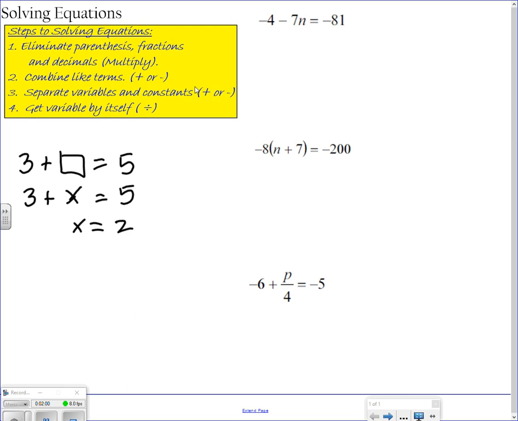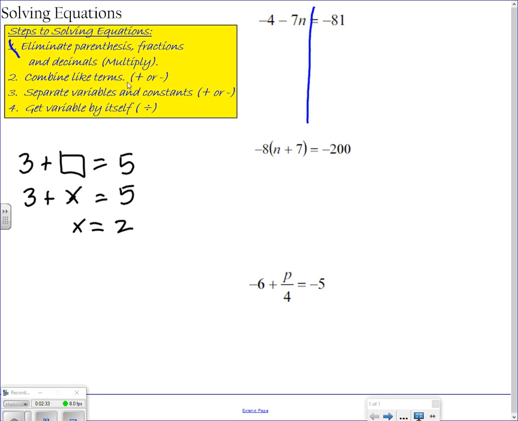So, the first example I have for you. First thing you should do is put a line where the equal is. Now follow the steps that I gave you. Step number 1, eliminate parentheses, fractions, and decimals. And if you have any of them, you should be multiplying. Do we have any parentheses, fractions, or decimals? We have none. So in this particular problem, number 1 is not necessary.